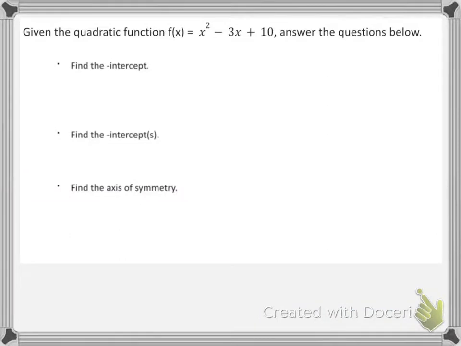Next one, the given quadratic function. We have to find, wow, where did my stuff go? We got to find the y-intercept. This one will be for the y-intercept. This one will be for the x-intercepts. And then the axis of symmetry.